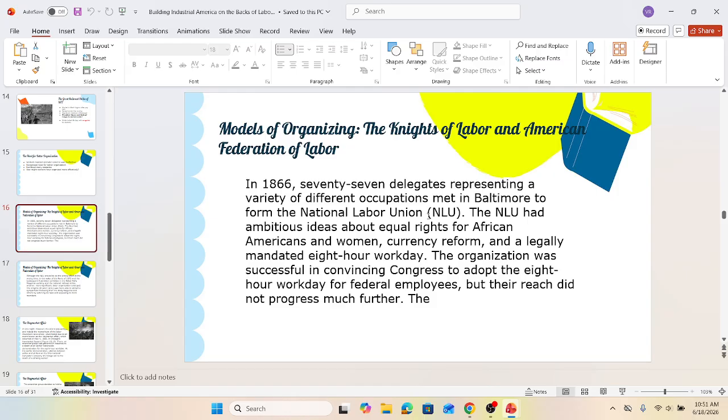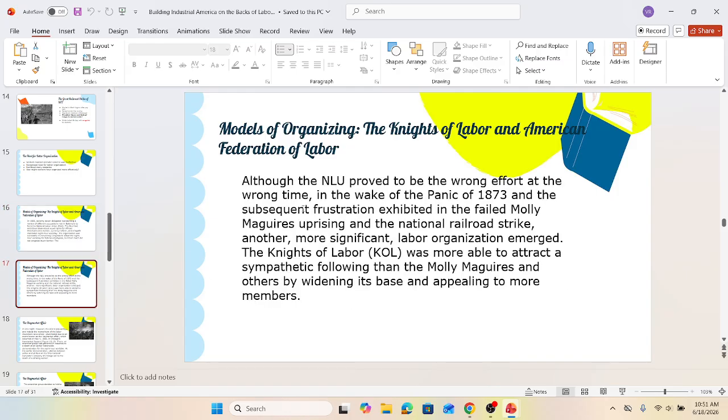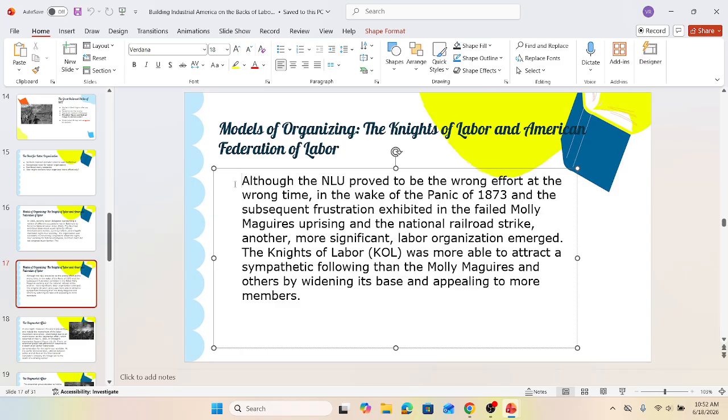So the National Labor Union was formed in 1866. 77 delegates representing a variety of different occupations met in Baltimore and formed a labor union. The National Labor Union had ambitious ideas about equal rights for African Americans, women, currency reform, a legally mandated 8-hour workday. They were successful in convincing Congress to adopt the 8-hour workday for federal employees, but it did not reach much further. So the NLU was kind of the first, I don't want to say the first major attempt, but one of the first major attempts at a labor union trying to band everybody together to make a difference.